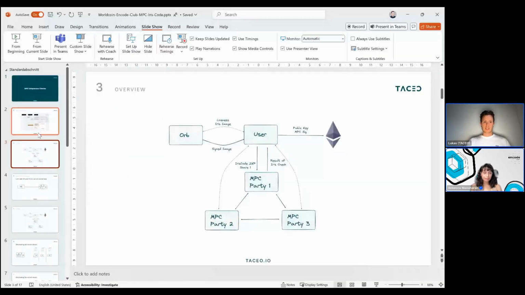Maybe let's do it just like here. Here it works. Can you see slide 3 now? Yeah, we can see slide 3.